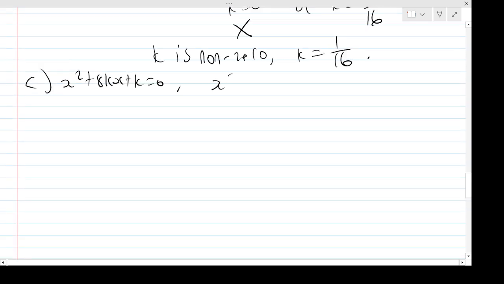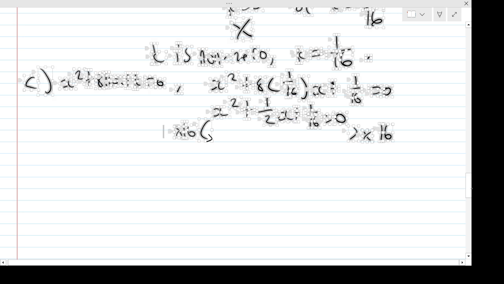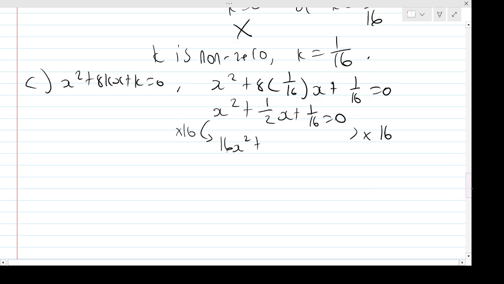So therefore, x squared plus 8 over 16th x plus 1 over 16th equals 0. If I then deal with this bracket, expand it, I have x squared plus 8 over 16, which would be a half, x plus 1 over 16 equals 0. I don't like fractions, so I'm going to times both sides by 16 to get rid of this fraction. Because 16 over 2 will get me 8, that'll get rid of that fraction too. So I'll get 16x squared plus 16 over 2, which should be 8x, plus 1 equals 0.